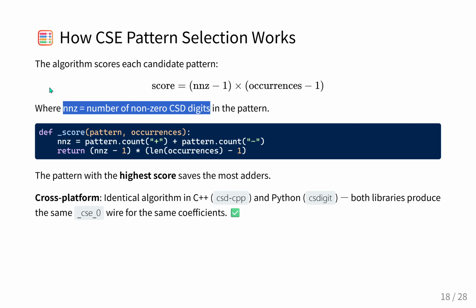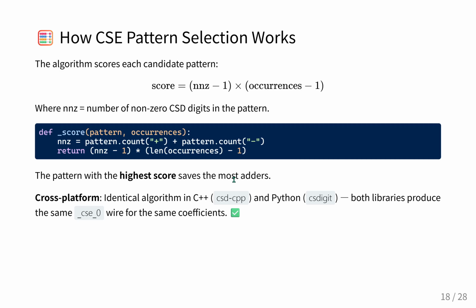And why subtract 1? Well, if a pattern only has one non-zero digit, there's actually no addition happening at all. Wait, really? Yeah, it's just a raw number being shifted. There's no mathematical operation there to save. Oh, right, because you need at least 2 things to add them together. Exactly. And then why subtract 1 from the occurrences? Because if a pattern only occurs once, well, sharing it doesn't give you any mechanical advantage. Because there's no one to share it with. Right. So the algorithm is mathematically hunting down the most complex, most frequently repeated patterns to aggressively minimize the hardware footprint. It's basically optimizing the optimization.